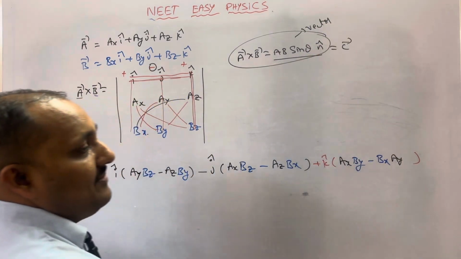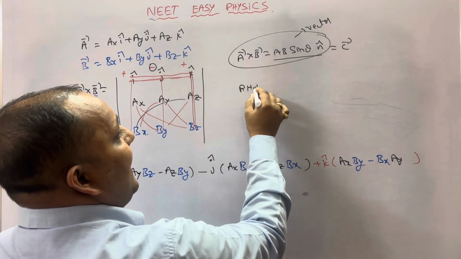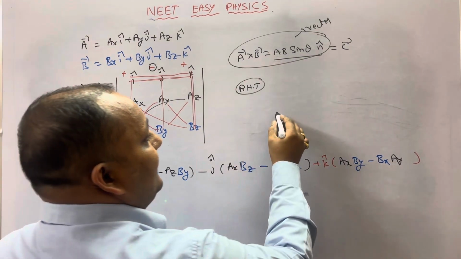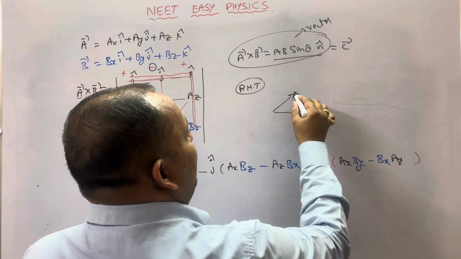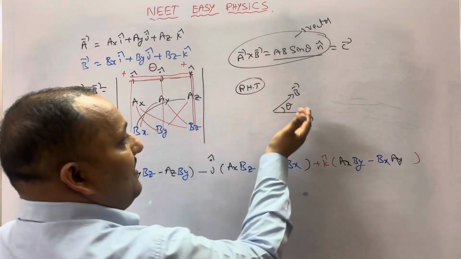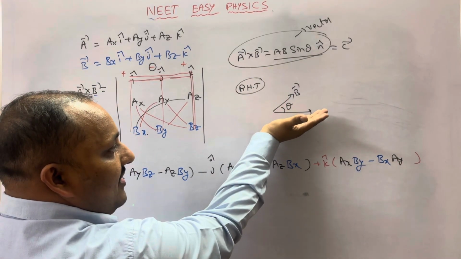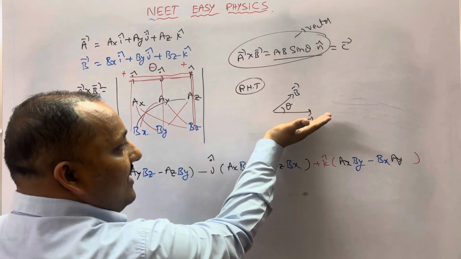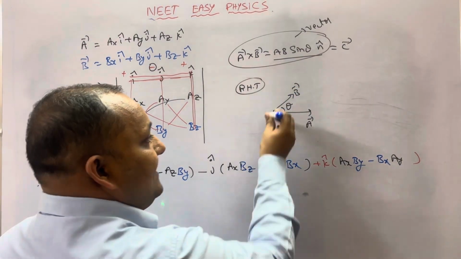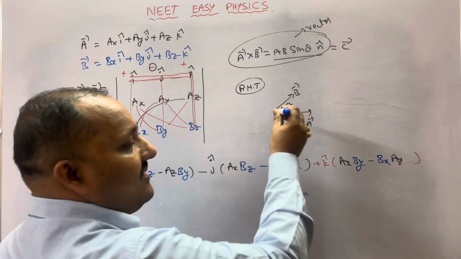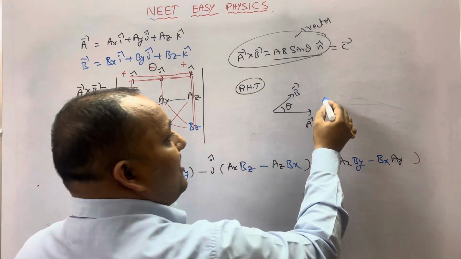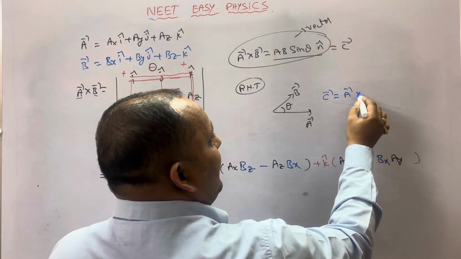Now, what is its direction? We will use the right hand thumb rule. Right hand thumb rule you have to take like this. If it is A bar, if it is B bar, the angle between them is theta. So if you are doing A bar cross B bar, take the right hand thumb like this. Whenever you are taking A bar cross B bar like this, see how the thumb is coming away from the board. Away from the board means which one will be coming? C bar. Now C bar is coming away from the board, that is going to be A bar cross B bar.